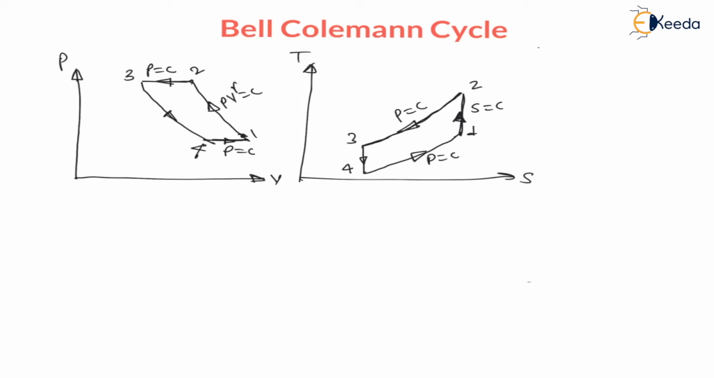So here I am writing heat rejected from the condenser. Heat rejected is equal to mCp(T2 minus T3), right? Later, to find COP, this is required.